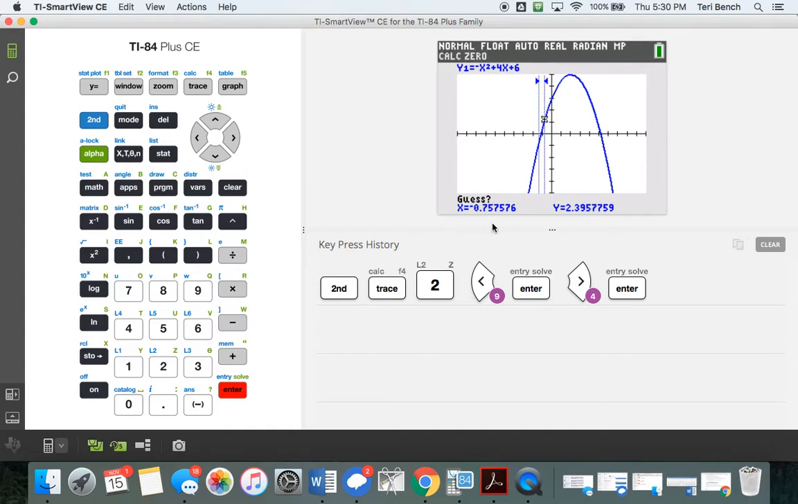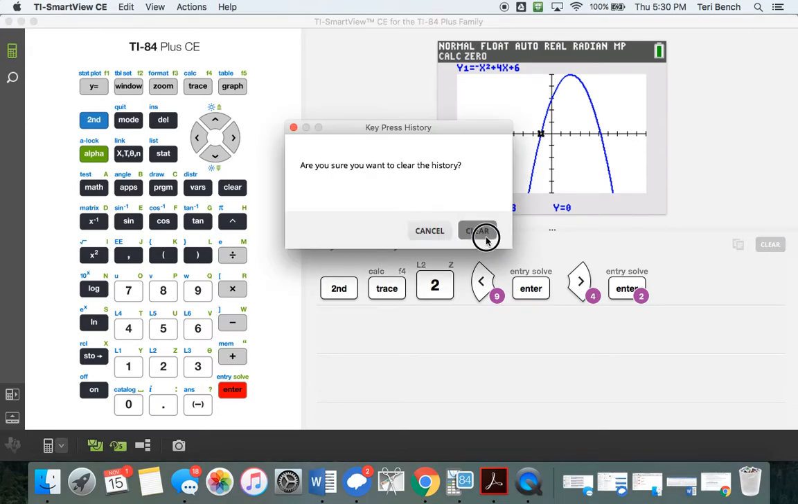And then it's asking me if I want it to guess. Yeah. So we're going to hit enter again, and it's going to tell me where the zero is. So the zero is at negative 1.162 and y equals 0. So we're going to write negative 1.16 as a solution. So that's my first solution.